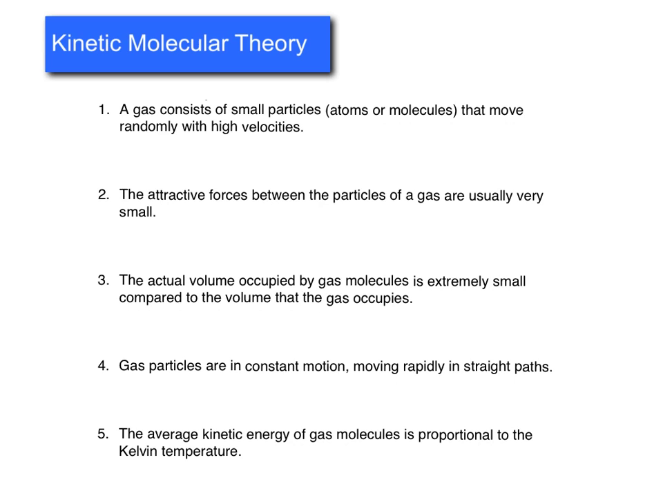The first is pretty simple. A gas consists of small particles, which are either atoms or molecules, that move randomly with high velocities. All that says is that gases are made up of teeny little particles and they're moving around a lot, in random directions, and they're moving fast.